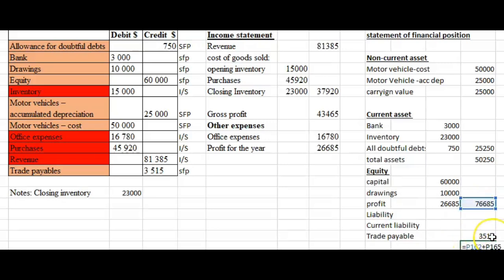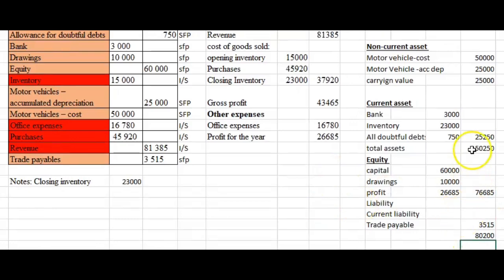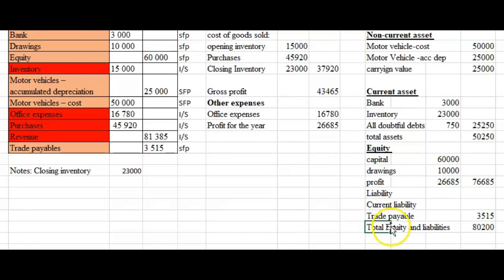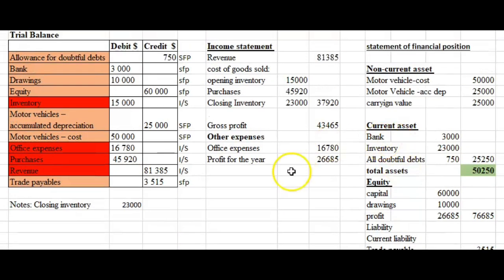Ideally, the total assets and the total equity and liabilities should be exactly the same. In this example, they don't match because the numbers were randomly selected, just to show you the format and structure of the statement of financial position. In future videos, we'll go through a complete example using a proper trial balance, with correct figures, so you can clearly see how total assets always equal total equity and liabilities.